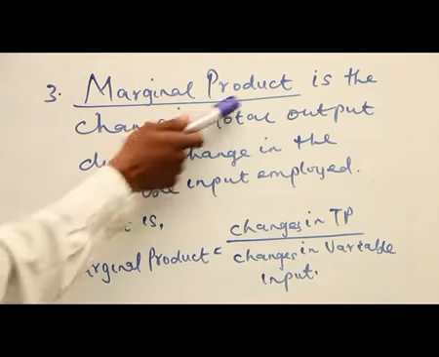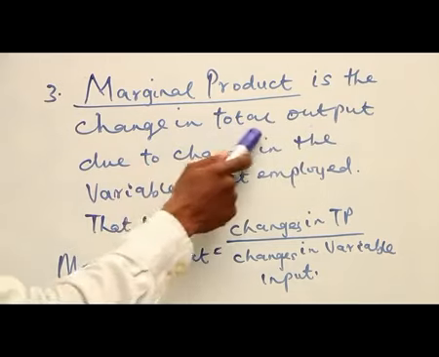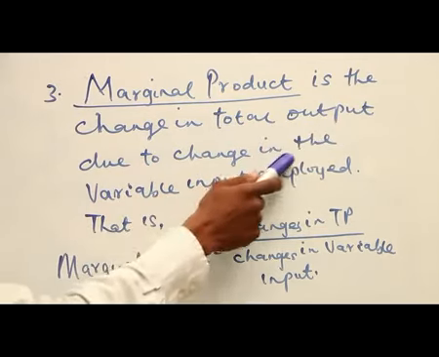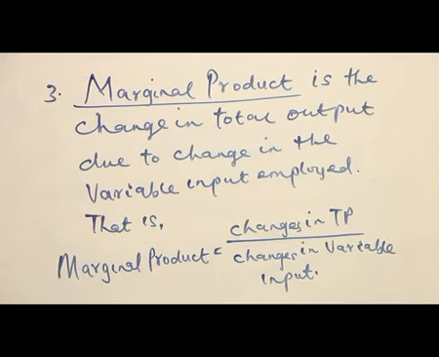Number three, marginal product. Marginal product is the change in total output due to a change in the variable input employed. And everyone would like to be aware of what is going on in the organization between one period and another. That is, is there any increase in the output between period A and period B, or between period B and period C? So that's what marginal product implies.